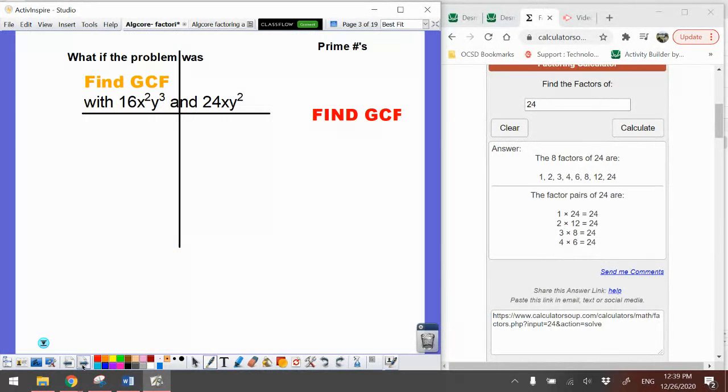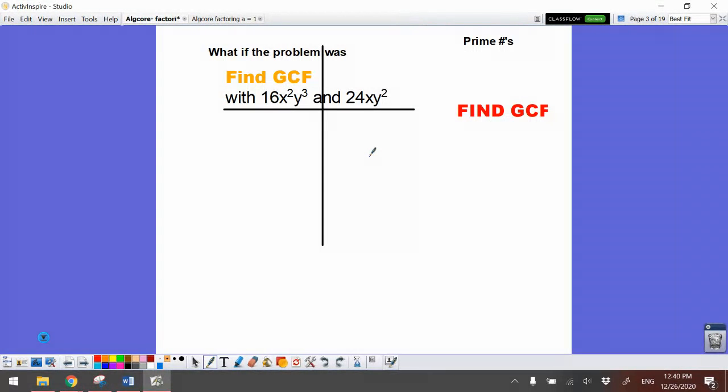Okay, so now let's take a look at what happens when we have two monomials. So we have 16 and we have 24. Instead of using our 8, we're going to start by thinking about numbers that divide into 16 and 24, and we're going to pull them out. So we're going to divide.